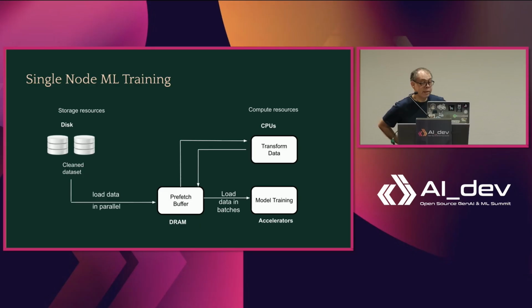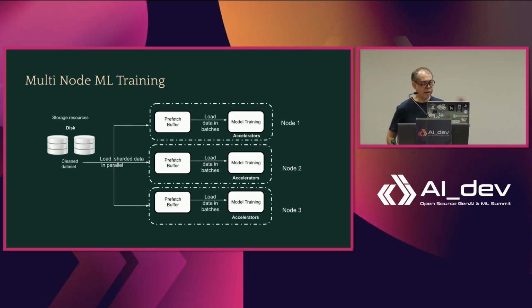This is what it looks like for a single-node machine learning training workload. You pick up all the resources from the disk, and then you load that data in parallel into RAM. Then using the CPU in your machine, you can transform that data, and then you load that data in batches for your training, and that could run on accelerators like GPUs. Some training can run on CPUs, but not very efficiently. But that's what we'll demo today. In real production environments, you want to use an accelerator.